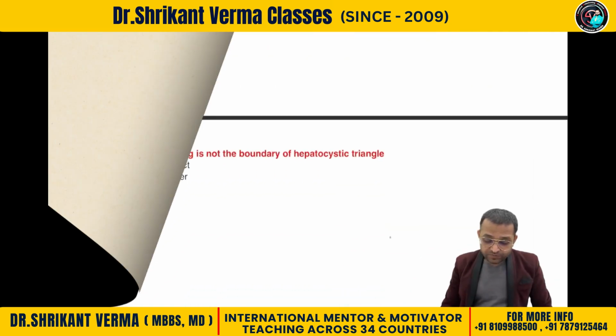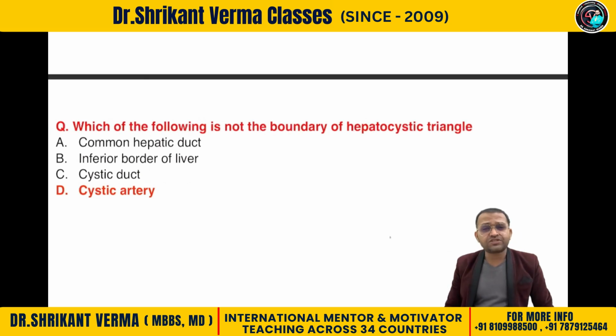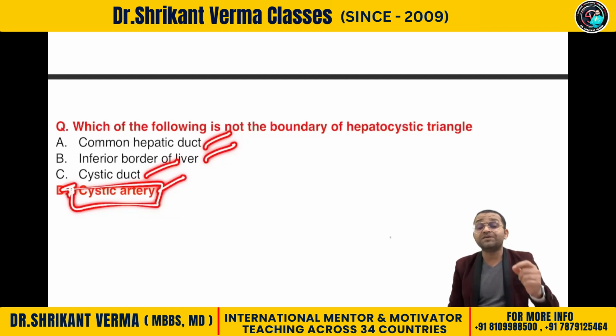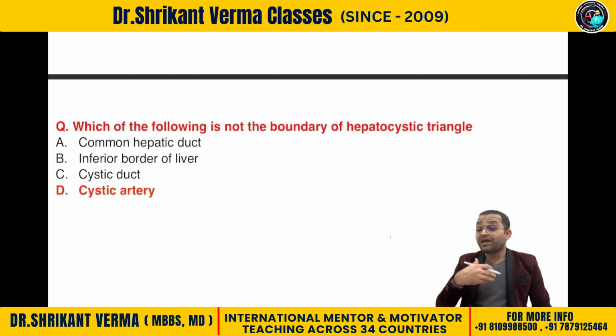Yes, you can observe here the question: which of the following is not a boundary of the hepatocystic triangle? So this is the integration with surgery. Yes, the options are common hepatic duct, inferior border of the liver, cystic duct, and the cystic artery. So the cystic artery is not participating in the hepatocystic triangle. Also, you can say hepatobiliary triangle. So the cystic artery is participating in Calot's triangle.